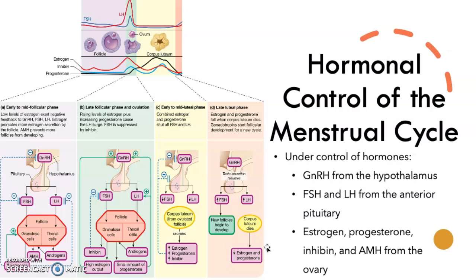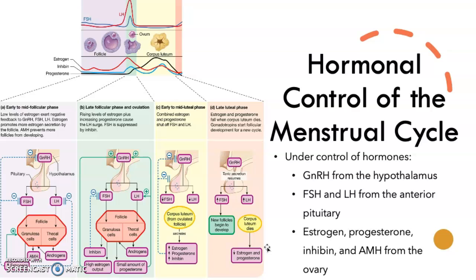So GnRH, which is gonadotropin releasing hormone, is released from the hypothalamus, and it causes the release of FSH, which is follicle stimulating hormone, and LH, or luteinizing hormone, from the anterior pituitary. And estrogen, progesterone, inhibin, and AMH, or anti-Müllerian hormone, are all released from the ovary. And these hormones are very specific to each phase and their actions in each phase.